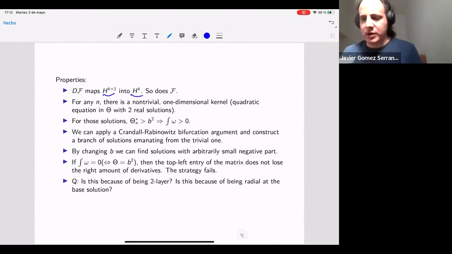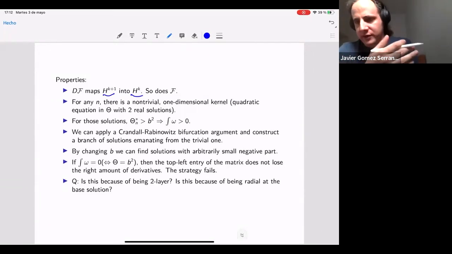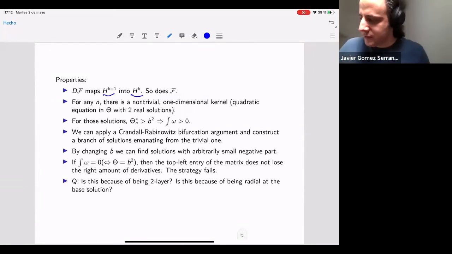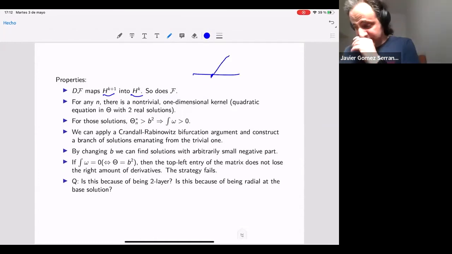So this is a problem if we were to look for finite energy solutions. Now, if we forget about that, then we can use a Crandall-Rabinowitz argument. We can do bifurcation using Lyapunov-Schmidt, or your favorite way of calling it. And we can construct a branch of solutions emanating from the disk. So we have the disk, and then at some point in theta there is something going out, and this is all local.